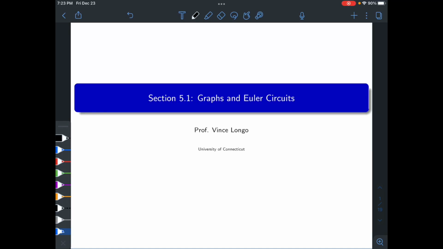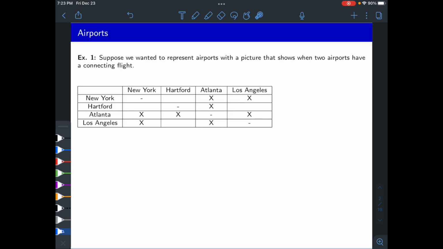We're on to chapter 5 already. So here we'll be talking about graphs and Euler circuits. Everyone always gets the name pronounced wrong here. This is not "Yooler," it's "Oiler." That's just a common thing people mess up. Oiler. Okay.